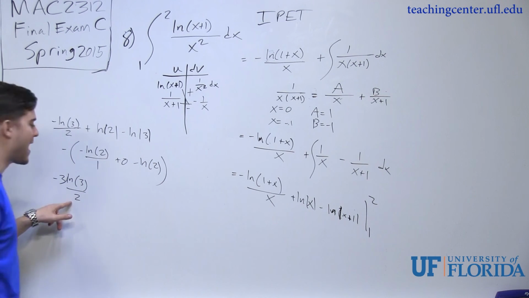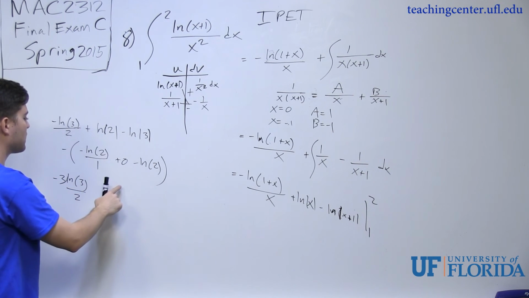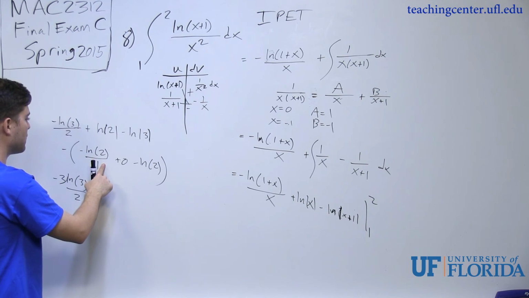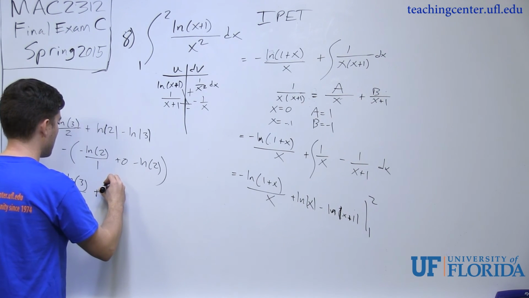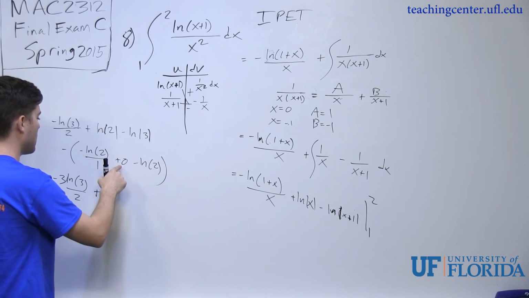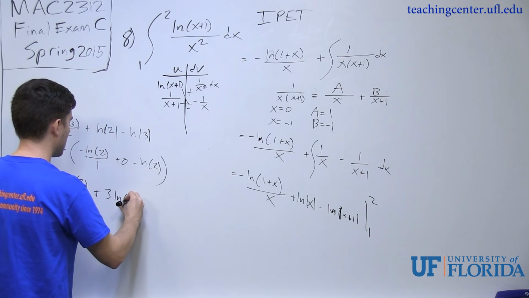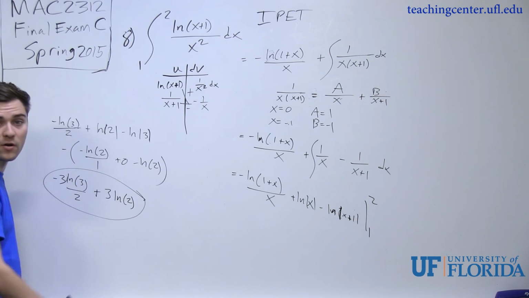Then I also have plus natural log of 2. Then I have a plus natural log of 2 down here, plus natural log of 2. So this ends up becoming plus, let's see, that would be 3 natural log of 2. So I have now ended up with my final answer.